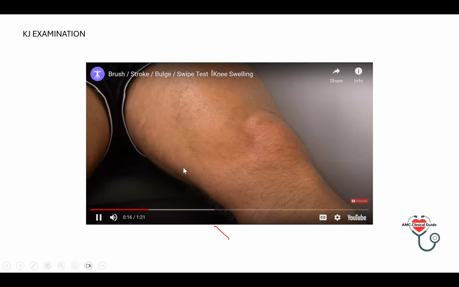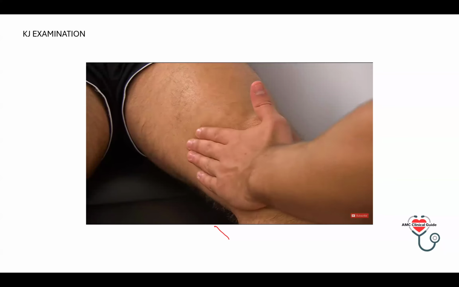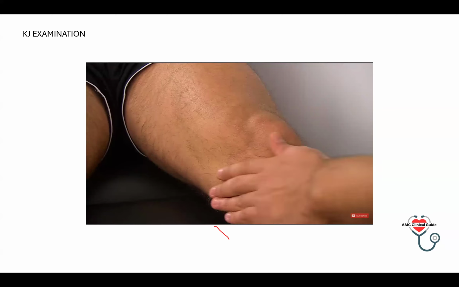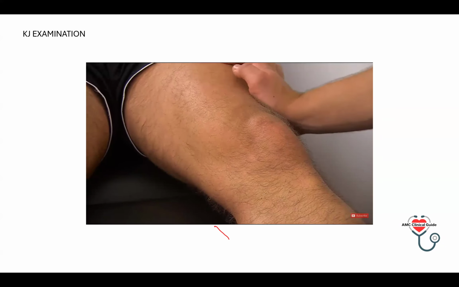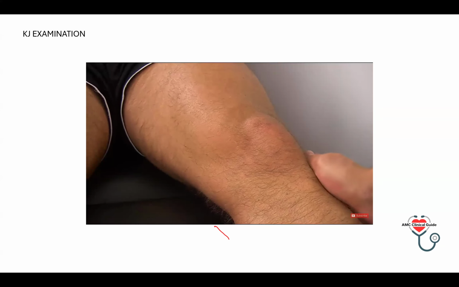This is to conduct the bulge stroke test with your patient in the supine position with the leg fully extended. Then begin by pressing proximally at the medial side with a relaxed hand and relaxed fingers. Consequently, press down the lateral side of the patella. You can see waves of fluid floating down the medial side.